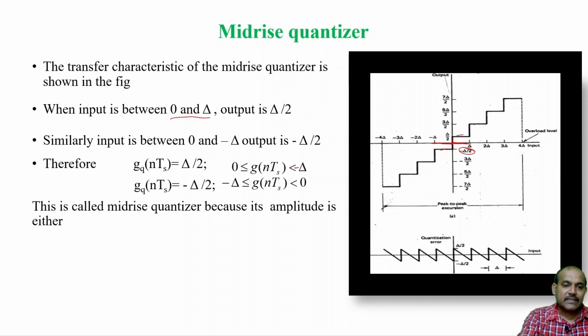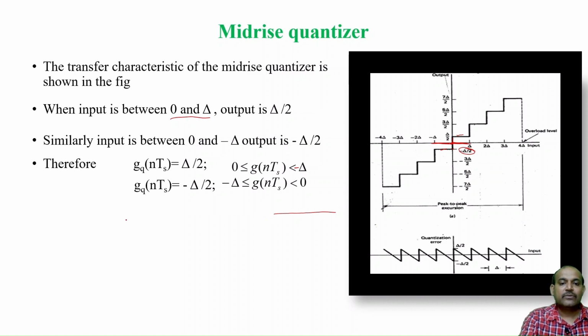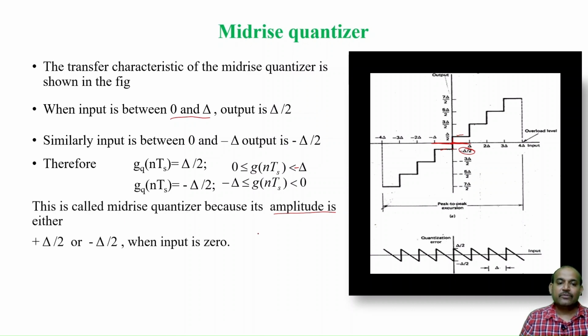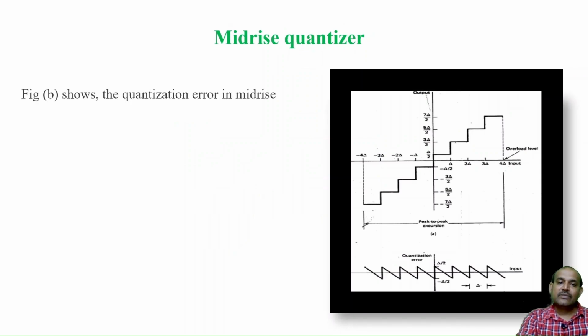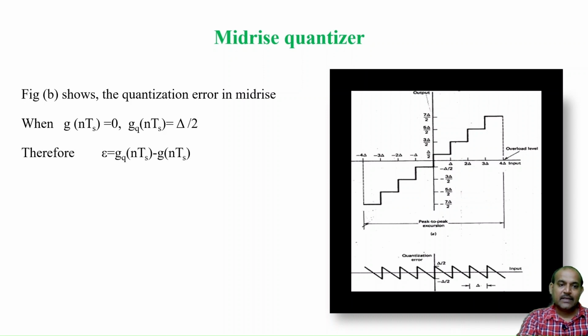This is called the Midrise Quantizer because the amplitude is either plus delta by 2 or minus delta by 2 when your input is 0. It is rising. When the input is 0, the output is raised to the next level or previous level, hence it is called the Midrise Quantizer. Similarly, if you want to look at the error, it is output minus input, that is gQ of nTs minus g of nTs.